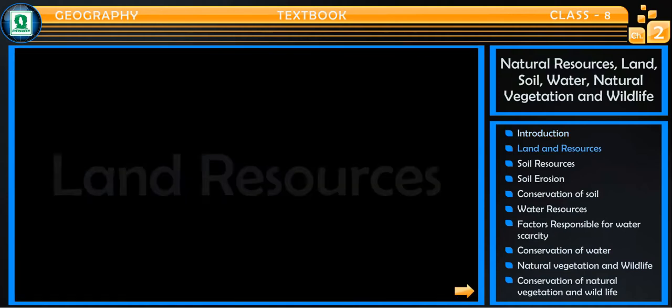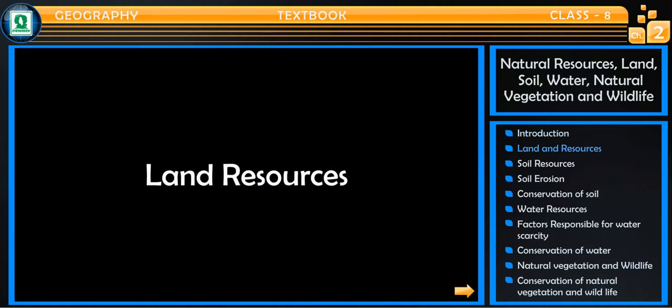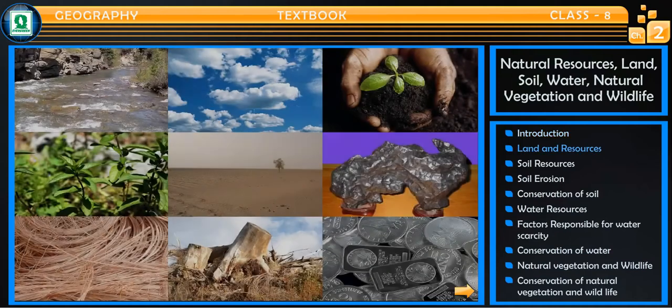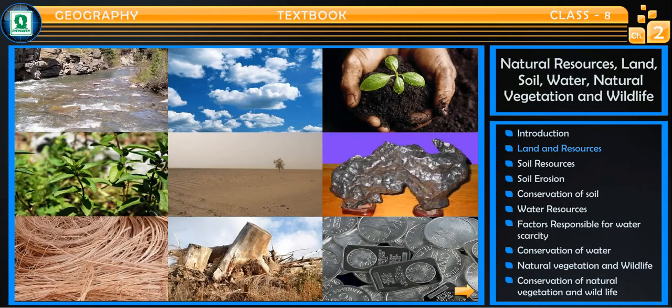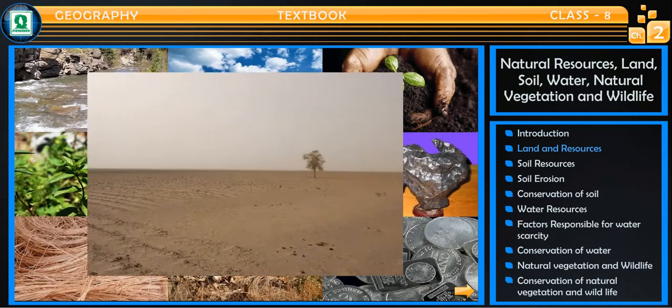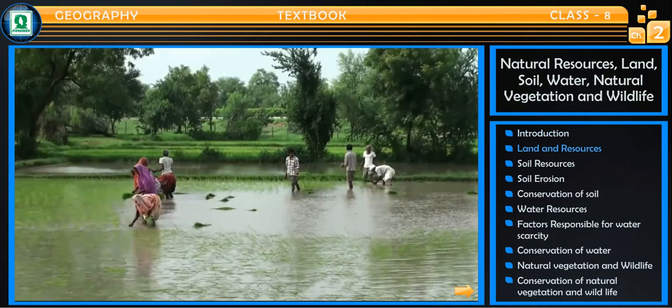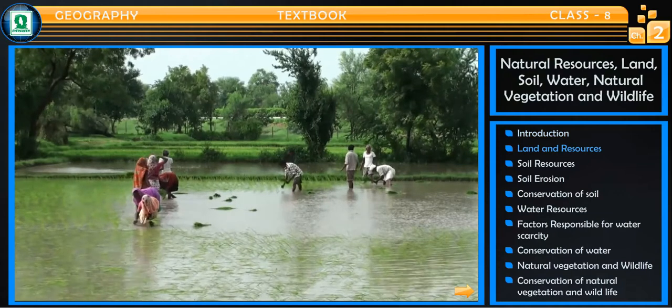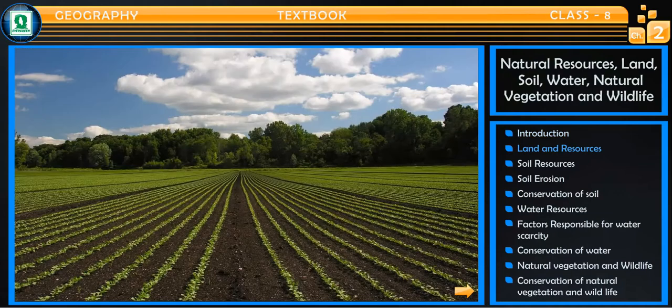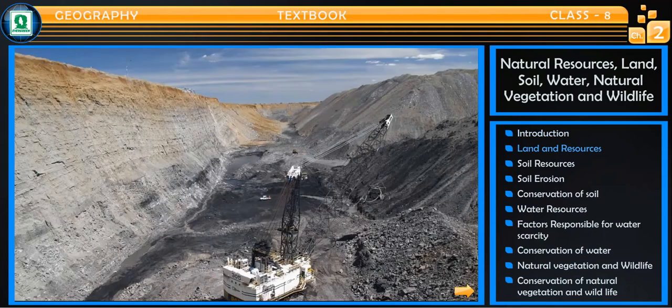detail. Land resources. Among all the natural resources, land is the most important, as human beings obtain most of their needs from it. Land is used for cultivation of crops. It is used for mining.